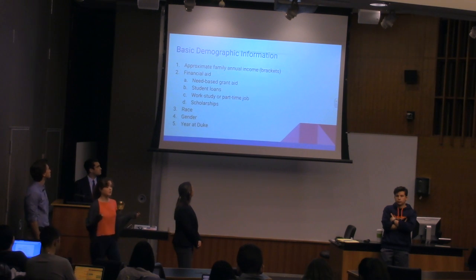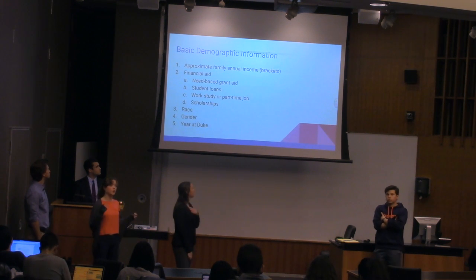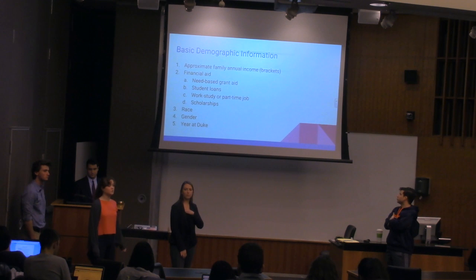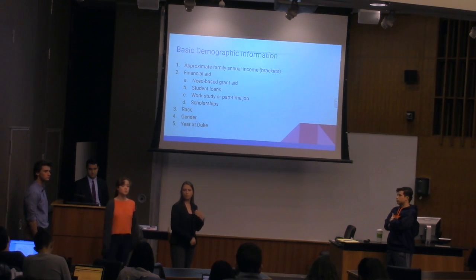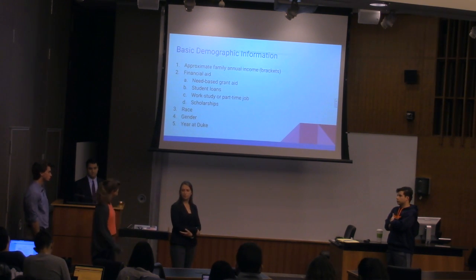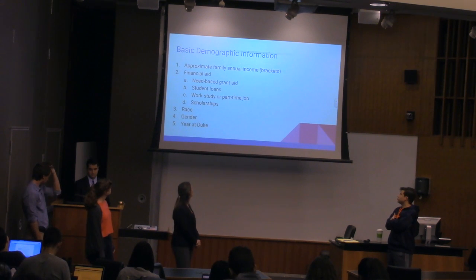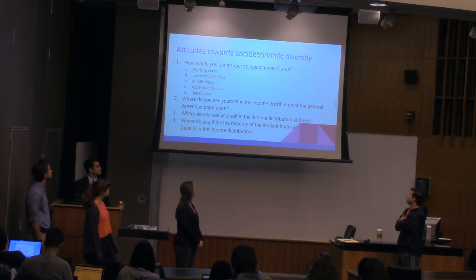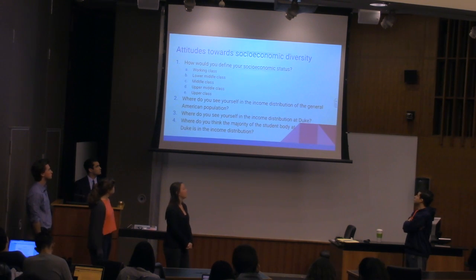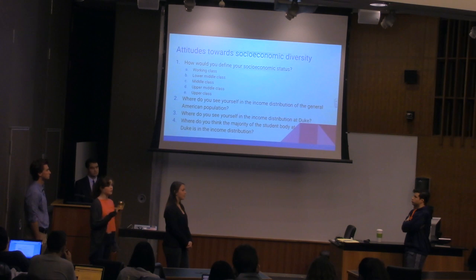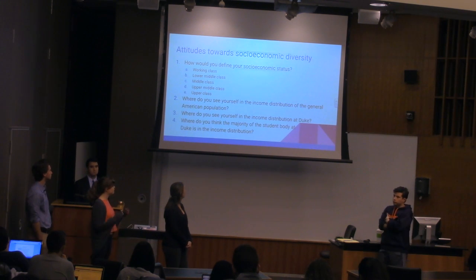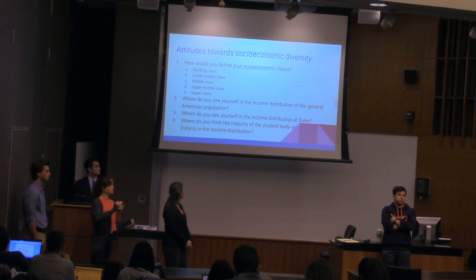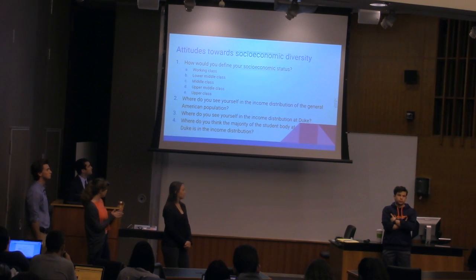And these next few slides list our initial thoughts on the questions. Again, we would maybe want to adjust depending on how useful they seem to be. These are the ones on demographic information. These next ones address attitudes towards socioeconomic diversity. So, one: how would you define yourself? And then, where do you see yourself in the income distribution? This would probably be one of the scale ones, if possible, like Quinn was talking about.